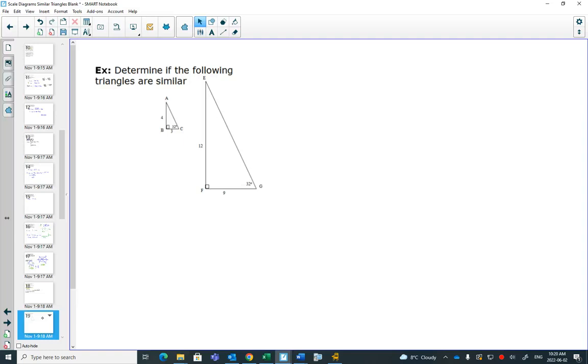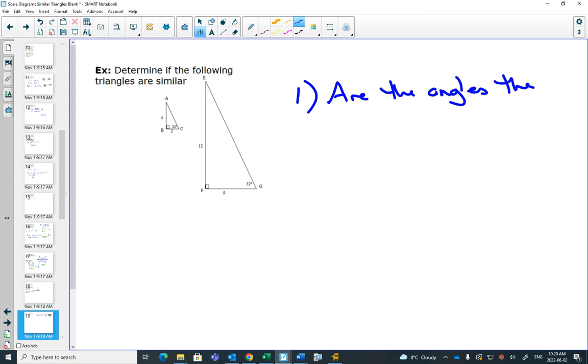Here we have 2 triangles. We have to determine if they are similar or not. So we have to check the 2 things. First thing we have to check are the angles the same. 90, 90, 32, 32. What about the other one? It doesn't say. This is not to scale, by the way. This doesn't actually look like a 32-degree angle.